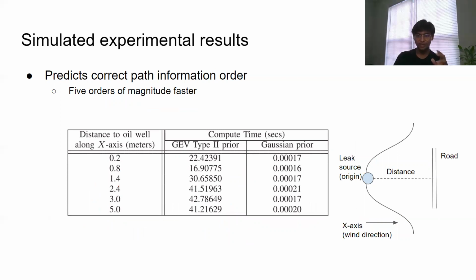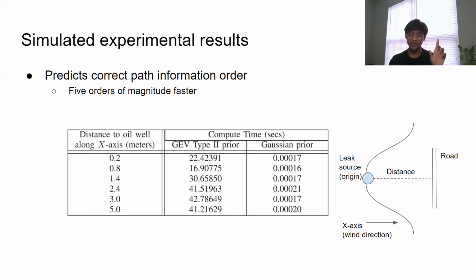I briefly mentioned this before. The leak rates distribution is also used to compute an information metric over possible paths. The path with the highest amount of information is selected for data collection. We validated if our Gaussian prior-based approach would assign well-calibrated information values to different paths.